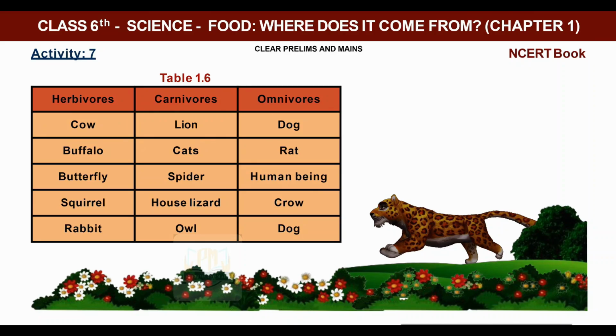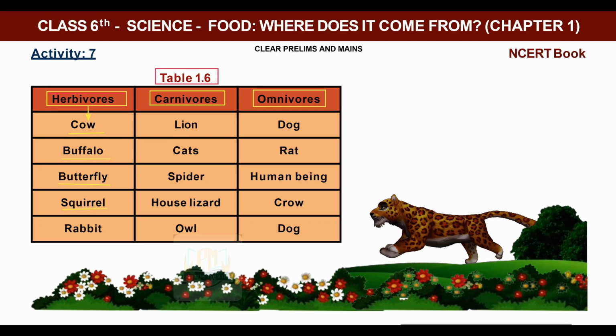So here we have seen table 1.6, and here it is first herbivores. We have to see herbivores, carnivores and omnivores. Under the herbivores we have cow, buffalo, and butterfly. You know that the butterfly only eats the nectar of the flower, but the buffalo eats hay, some oil cakes, and other grasses.